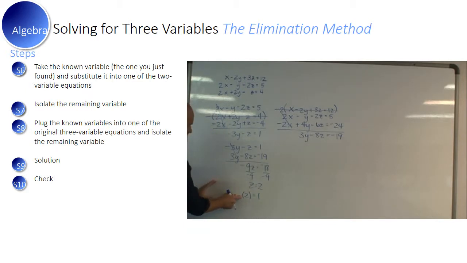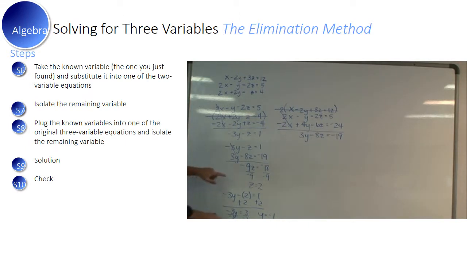Okay, so negative times the quantity of 2 is just negative 2. So we need to add 2 to this side and add 2 to this side. That's going to help us isolate the negative 3y. So we end up with negative 3y equals 3. Divide out your negative 3, and you end up with y equals negative 1. At this point, we have the y, and we know the z.